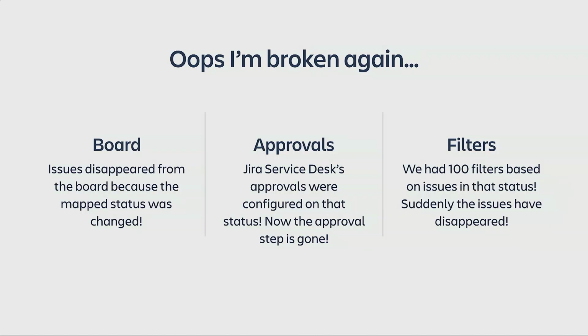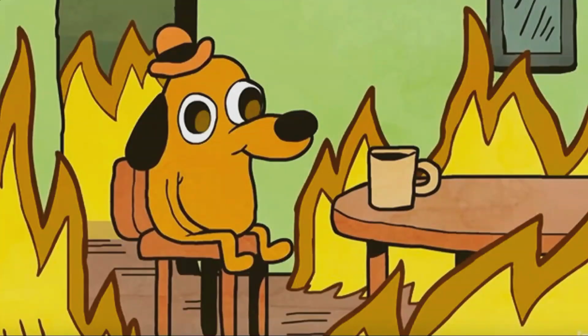And filters or queues. If you have any JQL pretty much based on a certain status and you change it, it's going to change the results. So these are a lot of things that admins need to keep in mind when they make any update to a project. They have to keep a lot of these things in mind or everything can go on fire.